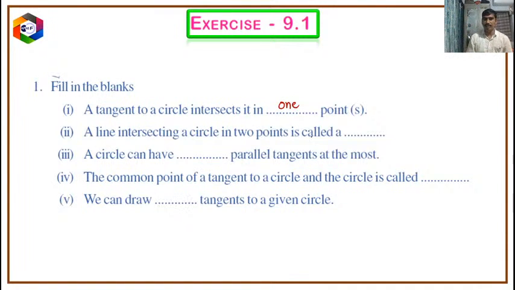As we know, a line that intersects a circle in 2 points is called a secant.